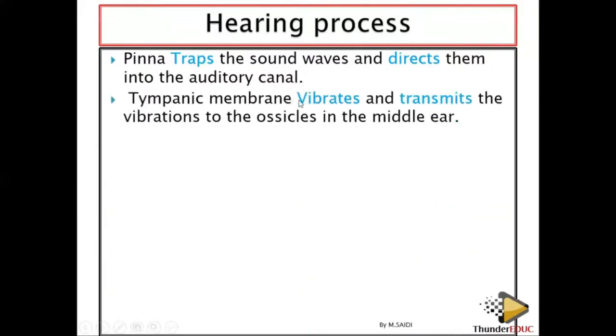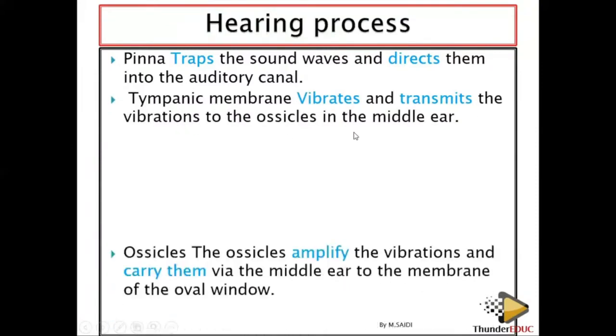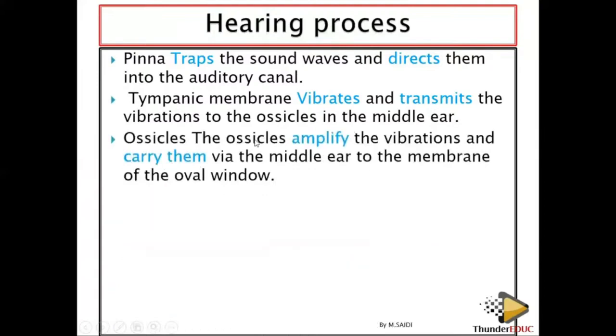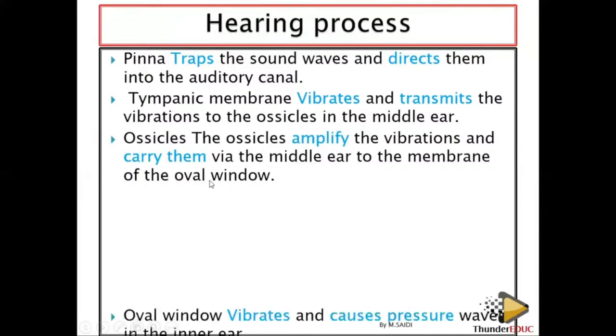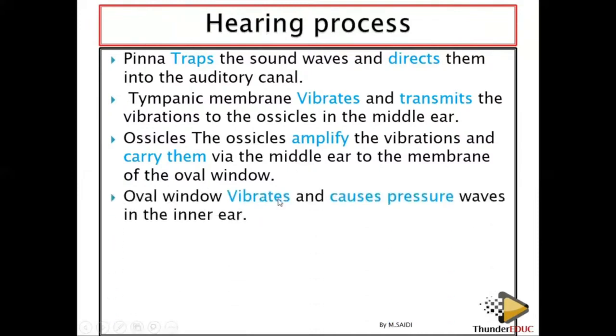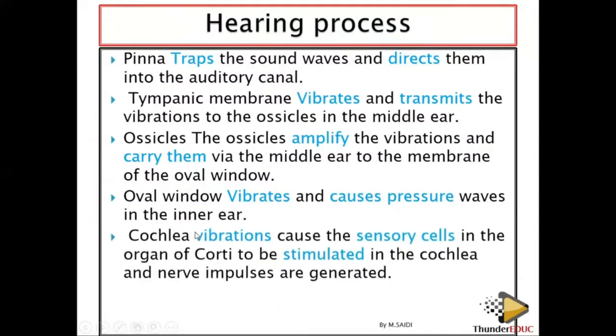The sound waves cause the tympanic membrane to vibrate and transmit the vibration to the ossicles. Those are the three bones in the ear. The ossicles amplify and then carry the vibration to the inner ear via the oval window. Then the oval window vibrates and it causes a pressure wave in the inner ear, that is basically the perilymph, as we saw.